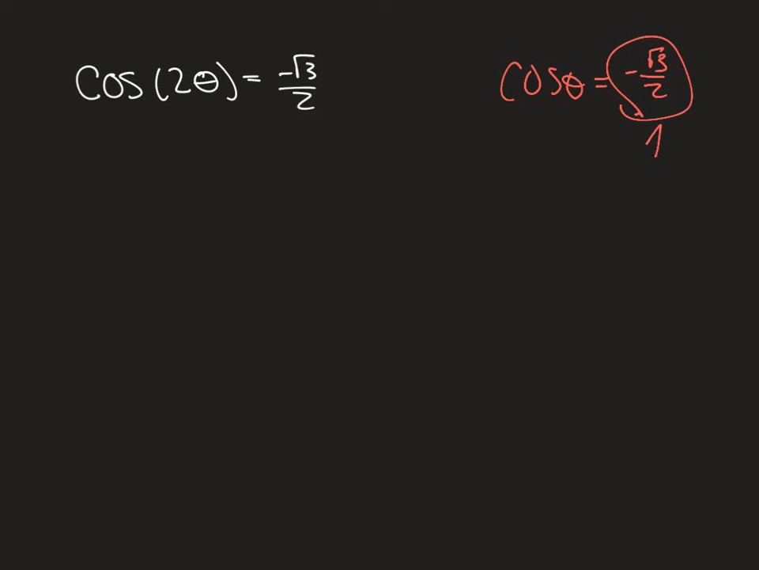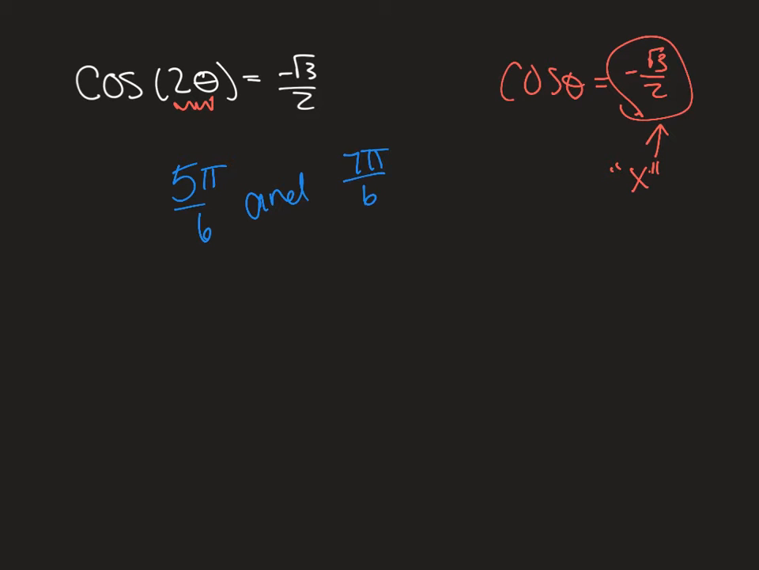You're trying to find out where x equals negative radical 3 over 2. The only thing that's different is the fact that you've got 2 theta, okay? So when you find your two angles where you've got negative radical 3 over 2, they are 5 pi over 6 and 7 pi over 6, okay?